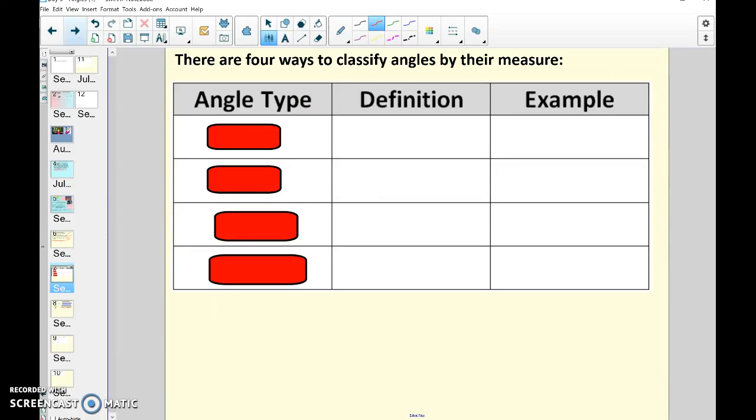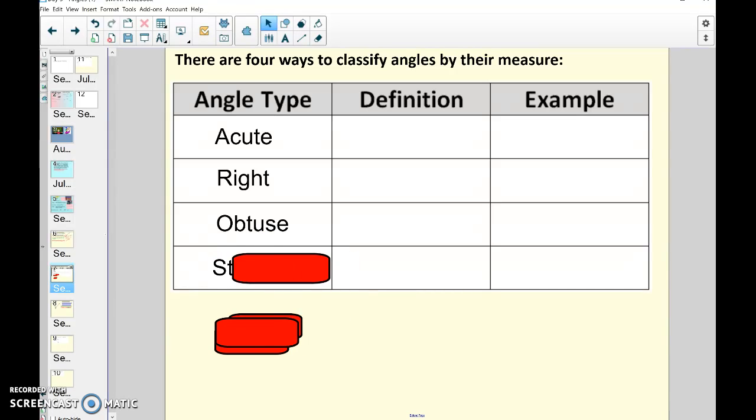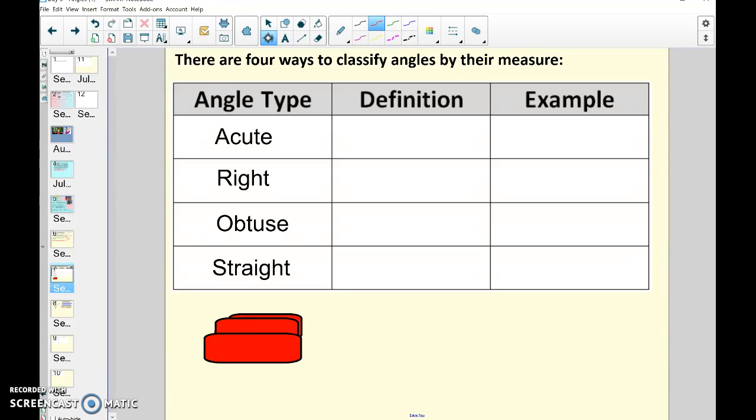On this one, you probably already know all of or at least some of these words. So pause for a second. See if you can come up with in your brain, what are the 4 angle types that we're going to talk about? Got acute, right, obtuse, and straight. Now acute is any angle less than 90. Hopefully you were kind of thinking that in your head.